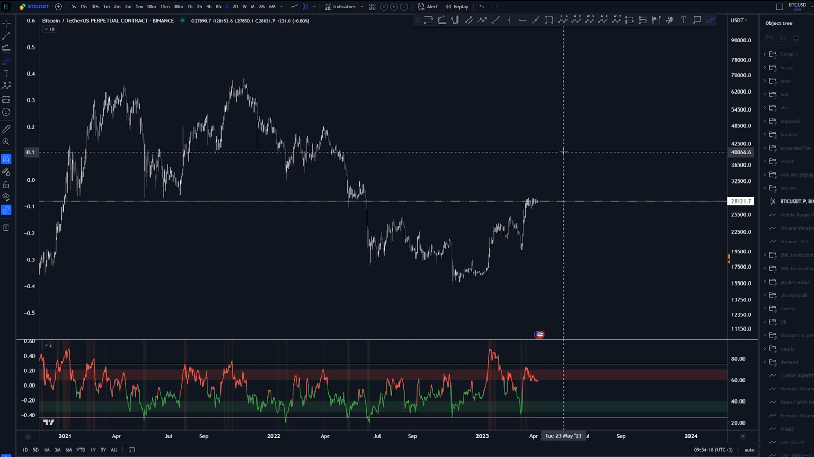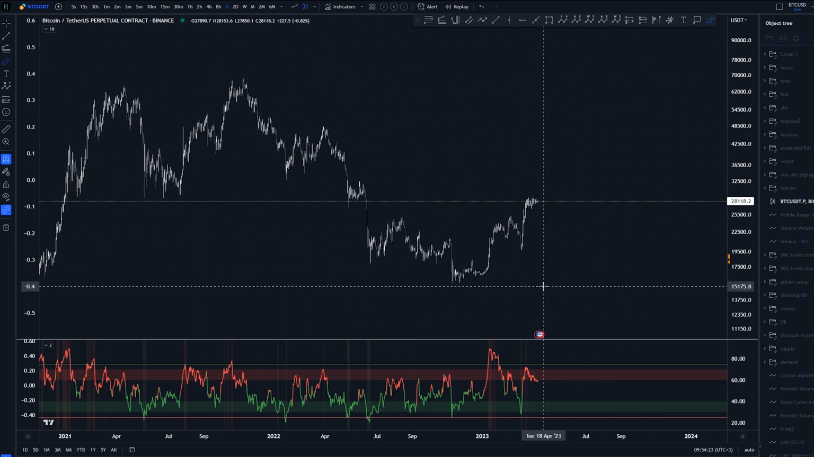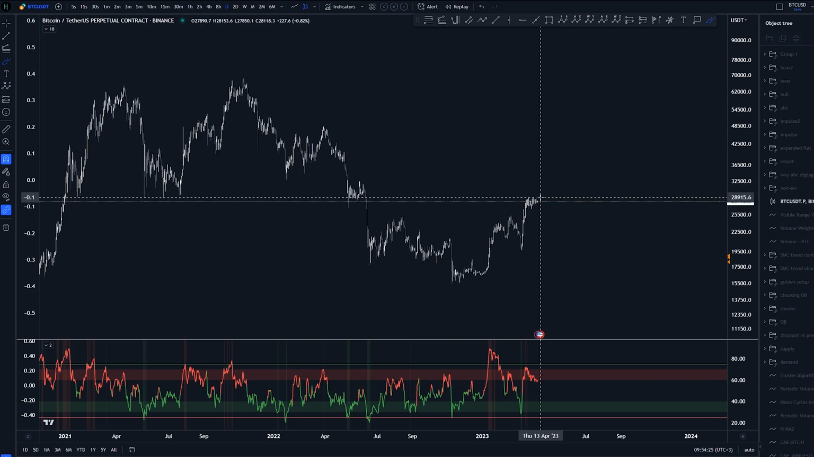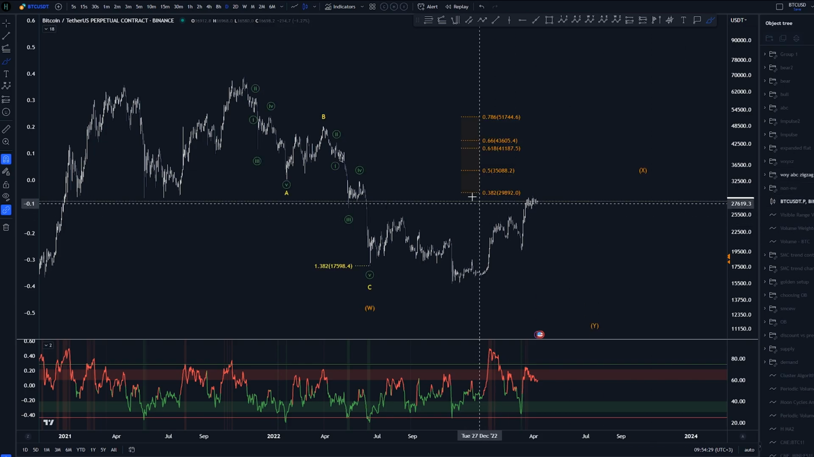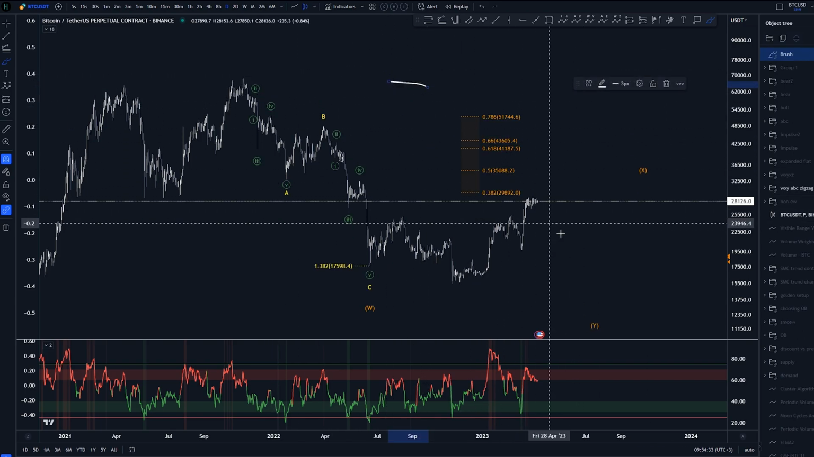Here we are on daily time frame, and today we're looking at, again, macro to micro on Bitcoin, as we haven't talked about this for a week now since I was away. But in any case, let's start with the ABC count. That has been my main for quite a long time.